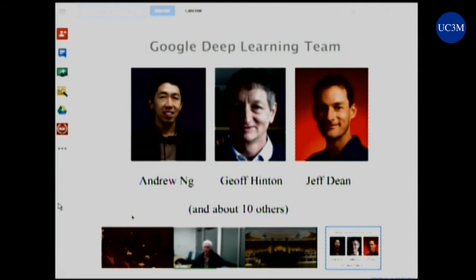We thought this was very exciting, and we were able to assemble a team at Google to work on this. So we had Andrew Ng, who was behind this 2009 paper, Jeff Hinton, who had been doing this going back even to the 80s when I was in graduate school, and in a lot of the resurgence in the late 90s, and Jeff Dean, already a Googler.